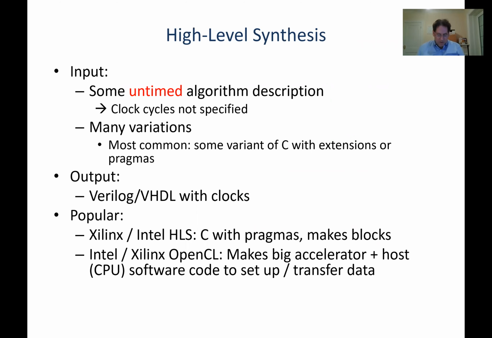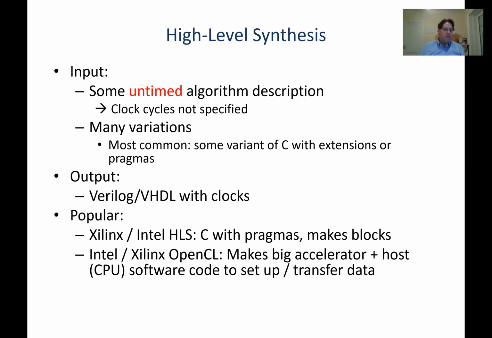Okay, so high-level synthesis. I already talked about this a bit. The input is some untimed algorithm description. You don't specify the clock cycles. There are lots of different variations, but the most common is some variation on C with some extensions to better describe hardware. Those extensions are sometimes pragmas, which means they're ignored if you compile it through a software compiler because you're just trying to simulate and see if it does the right thing. Sometimes there are additional language keywords.